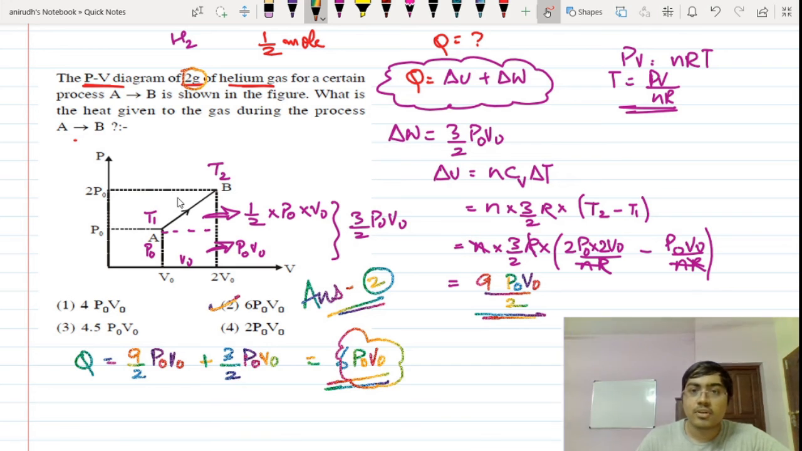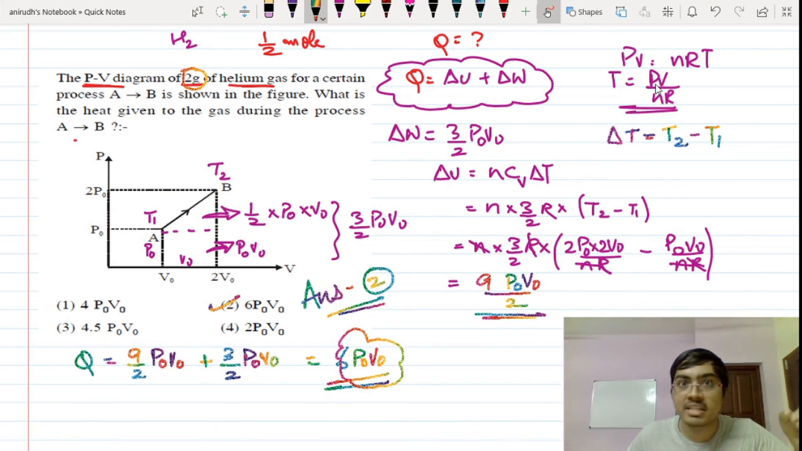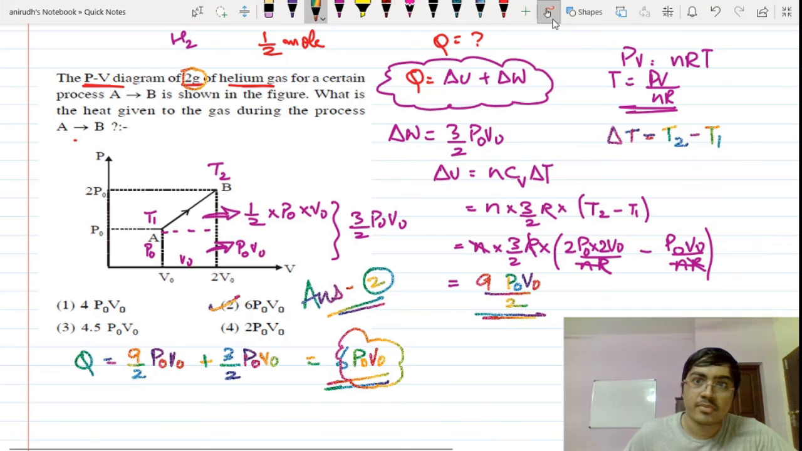And yes, it involves a bit of calculation, but a very good question, isn't it? It is a highly conceptual question. And here, temperature, when you find delta T is equal to T2 minus T1, final temperature minus initial temperature. For each temperature, I substituted PV by NR, where P is the pressure at that point, V is the volume of the gas at that point, N and R are constants, right? So I hope you like this question. Let's go to the next one now.